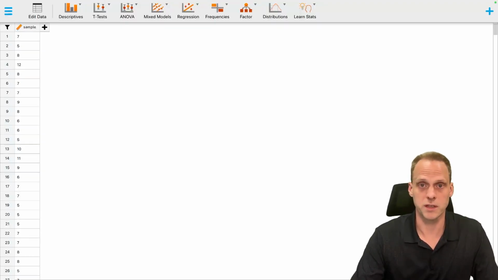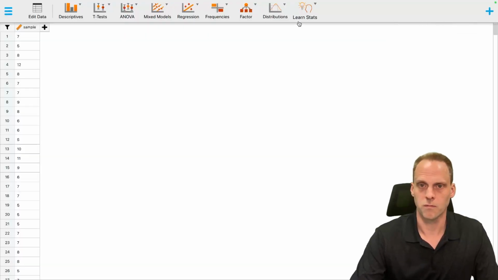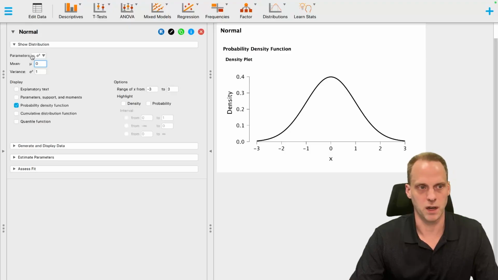Okay, let's look at that in JASP. So let's go to distributions. And if you don't have that, there's plus, right? You get distributions here. We go to distributions and we select normal. Now we want to define our distribution here. This stands for mean and variance. Remember the square here, the variance. We want to select standard deviation instead.